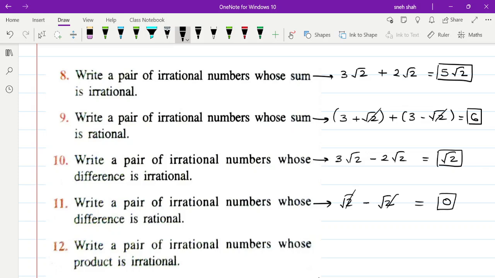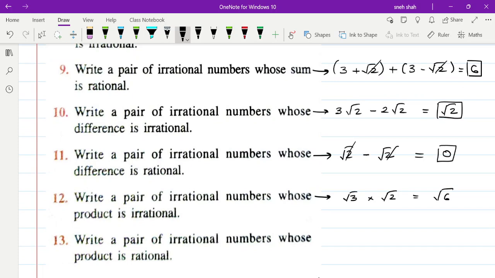So in the 12th question, we have to write a pair of irrational numbers whose product is also irrational. So let's say root 3 is an irrational number. It is multiplied with root 2, which is also an irrational number. And answer is root 6, which is also an irrational number.